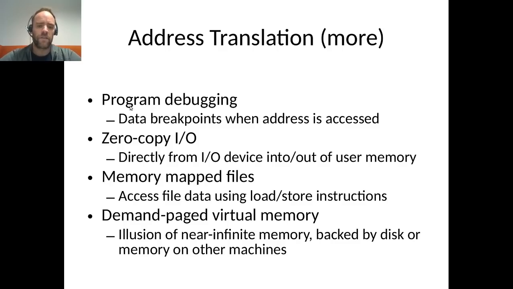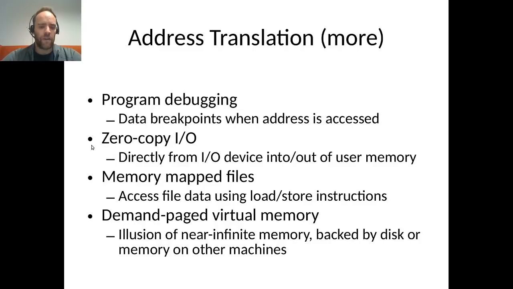So address translation allows us to do a lot of other interesting things. We saw some of these. Program debugging is another one. We can set data breakpoints when an address is accessed. This allows us to break on program execution and examine what's happening in memory. So if a memory address changes, then we know we've possibly executed some instruction to update that data, and we might be able to find out more about problems with our programs.